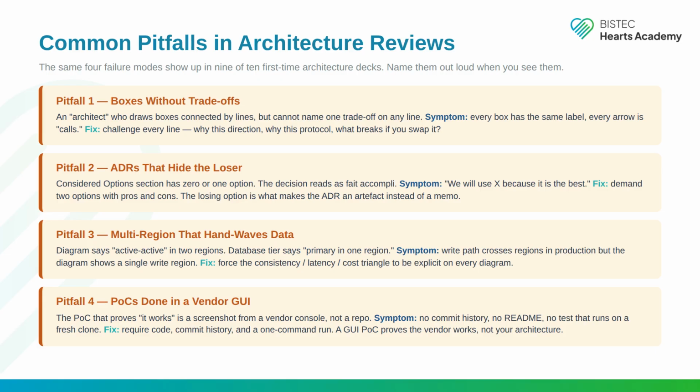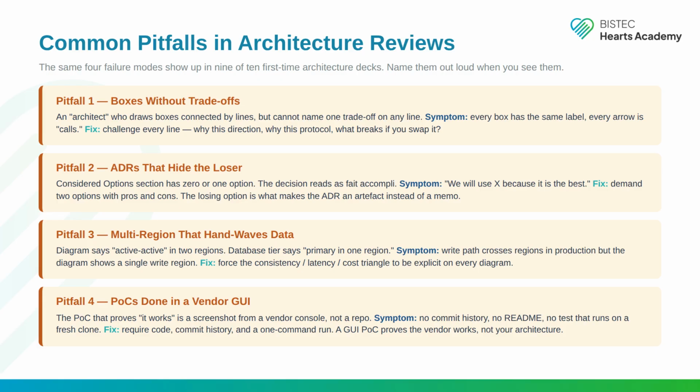Pitfall 3: multi-region that hand-waves data. The diagram says active in 2 regions. The database tier says primary in 1 region. The symptom: the write path crosses regions in production, but the diagram shows a single write region. The fix: force the consistency, latency, and cost triangle to be explicit on every diagram. The database is the constraint, not the diagram.